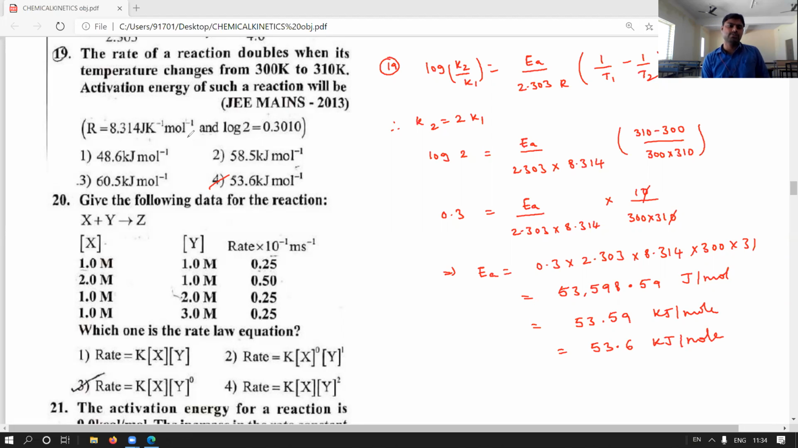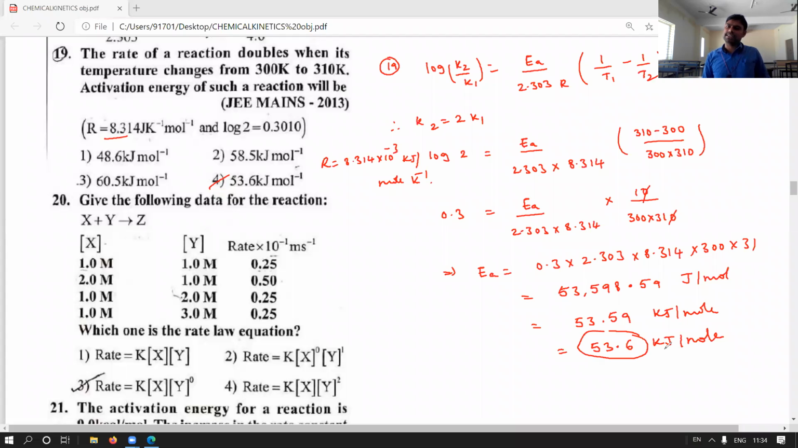Otherwise, whenever you are substituting the R value, you can directly take R is equal to 8.314 into 10 to the power of minus 3 kilojoules per mole Kelvin inverse. If you take it like that directly, also no problem. Then finally we'll get 53.6 directly. Otherwise, if the R value is taken in joules, then we have to divide by 1000 to convert joules into kilojoules. Then we'll get 53.6 kilojoules per mole.